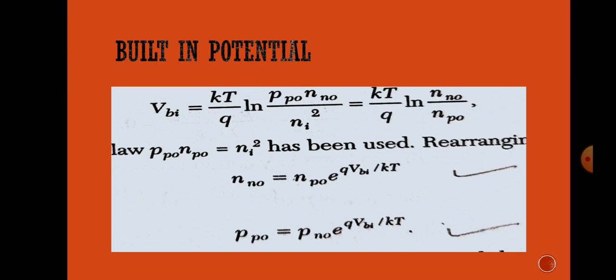If we rearrange these, we get NN0 is equal to NP0 e to the power q Vbi by kT, and similarly PP0 is equal to PN0 e to the power q Vbi by kT. So we note that the electron density and the hole density at the two boundaries of the depletion region are related through the electrostatic potential difference Vbi at thermal equilibrium. From our second assumption, we expect that the same relation holds when the electrostatic potential difference is changed by an applied voltage.